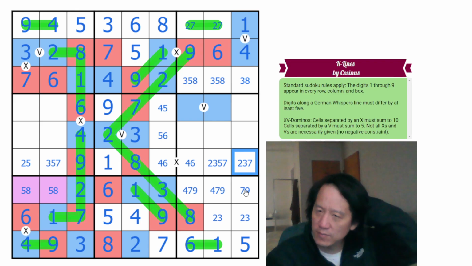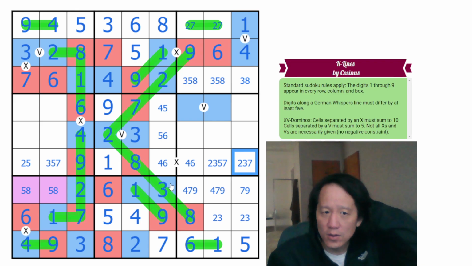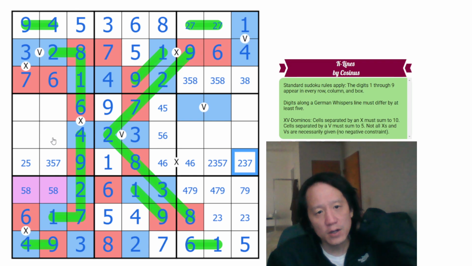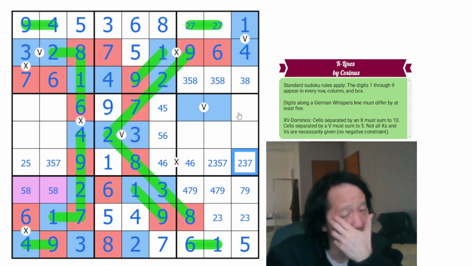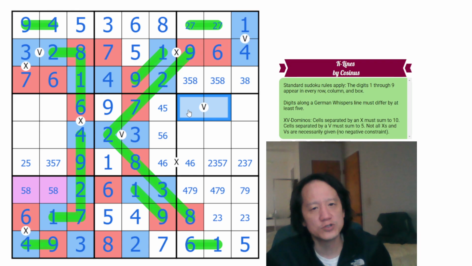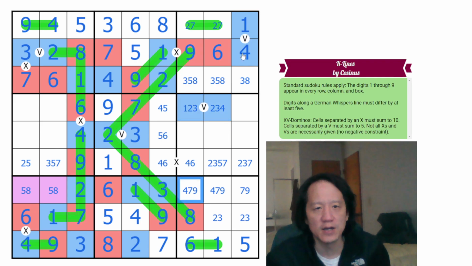Okay. Let's see, what else do we have? So this is 1 or 4, or it's 2 or 3. So if it's 1 or 4, it would have to be 1 here and 4 here. If it's 2 and 3, it could be 2 and 3 either way. This can't be 9 because of this 9.